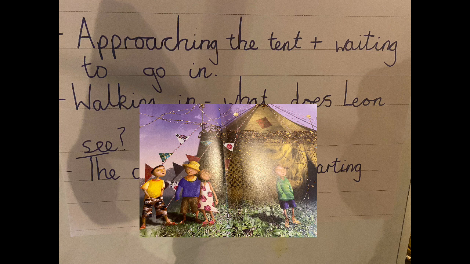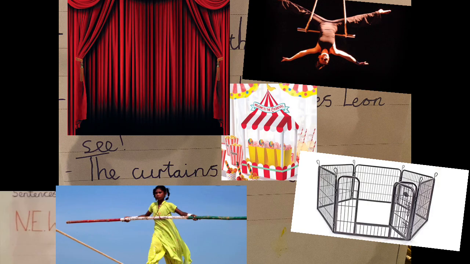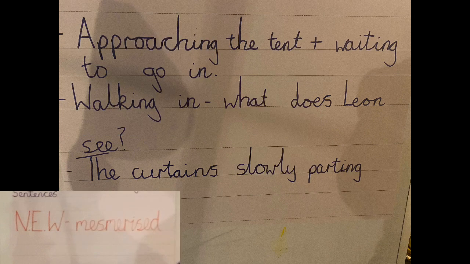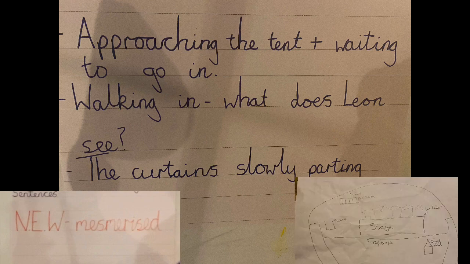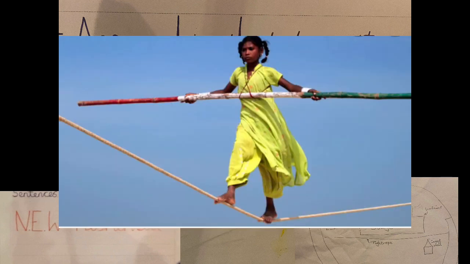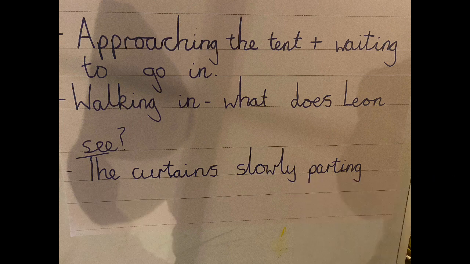Next part of our piece of writing, actually walking in. What does Leon see? Remember that new exciting word of mesmerised? Leon was mesmerised when he saw. And this is when we can refer to our plan, and we can talk about the tightrope, the trapeze artist, the animal enclosure, the sweet stall, the burger van, etc. Lots of different things that are in the circus tent. Okay, so that's the most important part, and that's where we want to get the adjectives in there. You might also be able to get in a fronted adverbial too in that particular time.